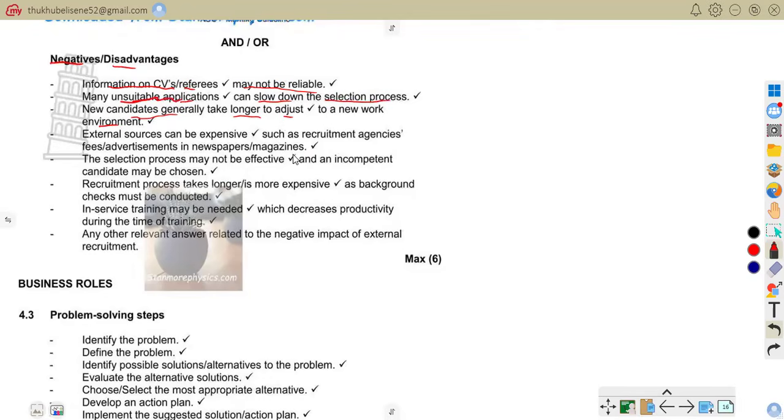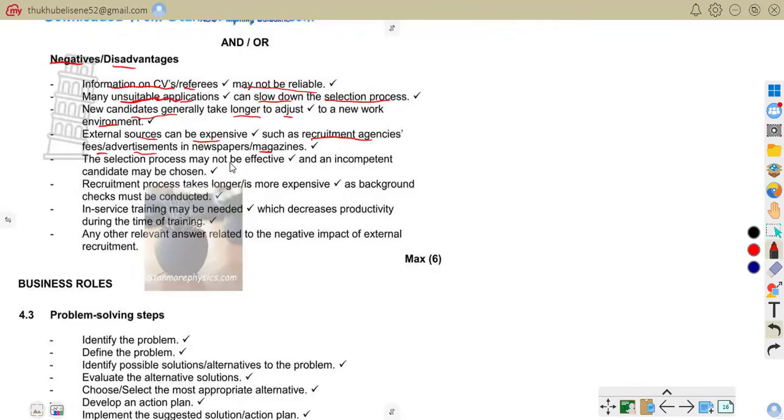External employees need time to understand company culture and systems, unlike the internal ones who already know the culture of the business and business operations. So the external one is going to take a lot of time to understand the company's culture and systems. External sources can be expensive, such as recruitment agency fees and advertisements in newspapers and magazines. Advertising and recruitment agencies cost money.